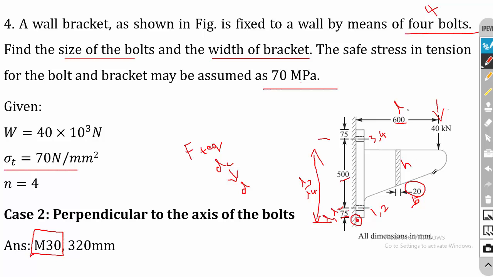Okay, so the problem is same like the classwork problem. You can refer the classwork problem. So the calculated H value is 320 mm. So the bolt size is M30. So it carries 16 mark in a 20 mark problem. And the width of the bracket, it carries 4 marks. Okay, so this is how we have to solve the problems when the load is acting perpendicular to the axis of the bolt.